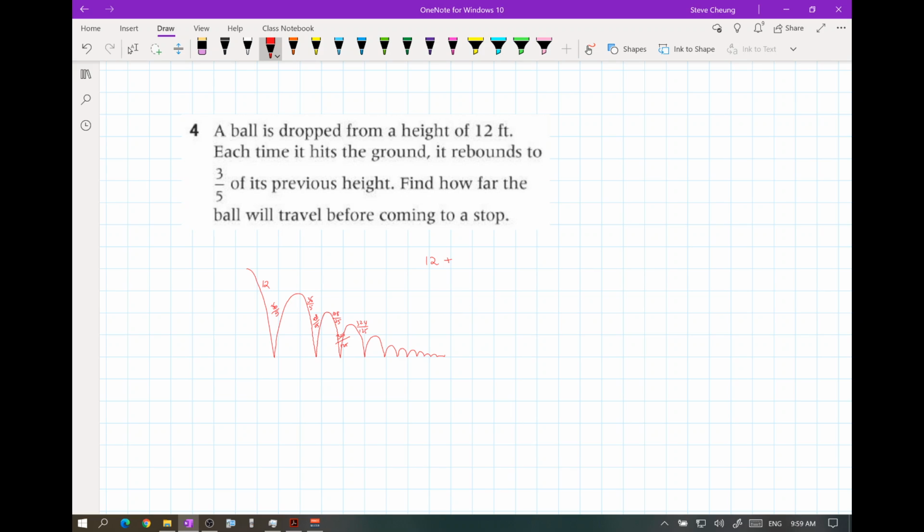So your total distance traveled may look something like this. And then we're going to group them in a way that you can actually see what the infinite sum looks like. This should be 125. So I wrote this wrong.